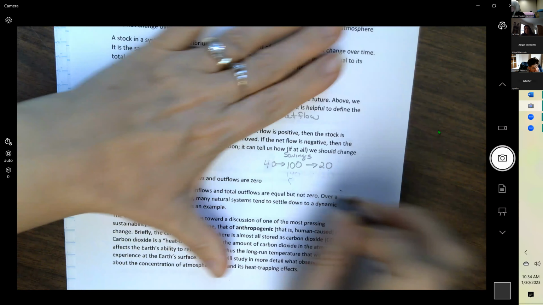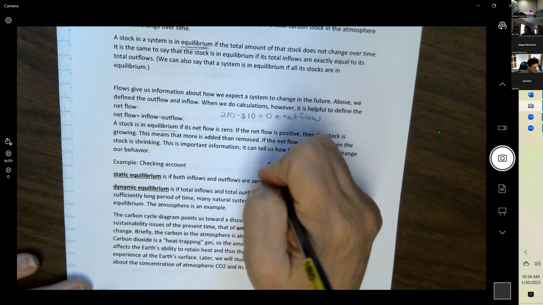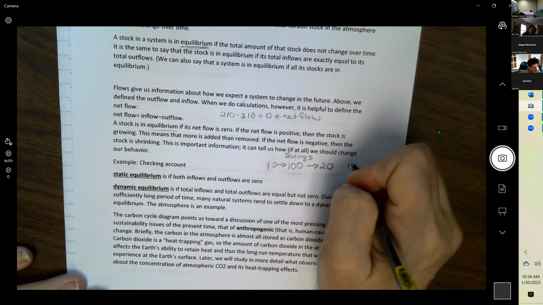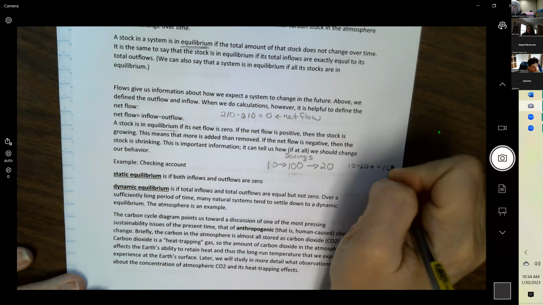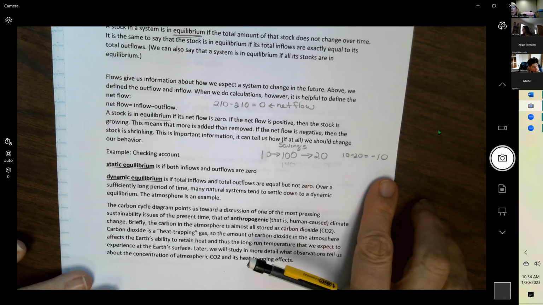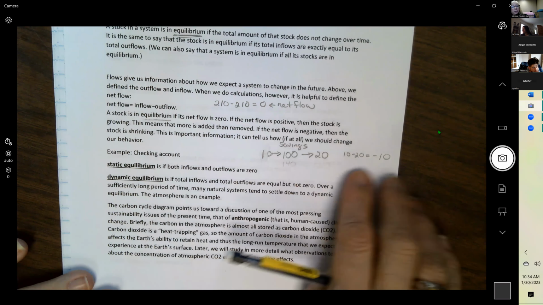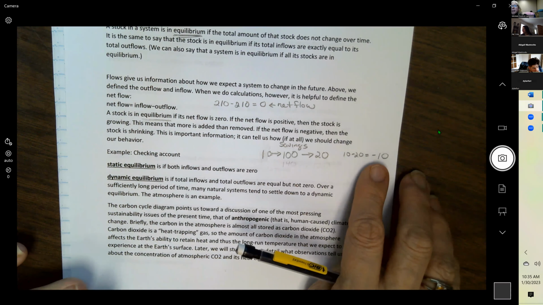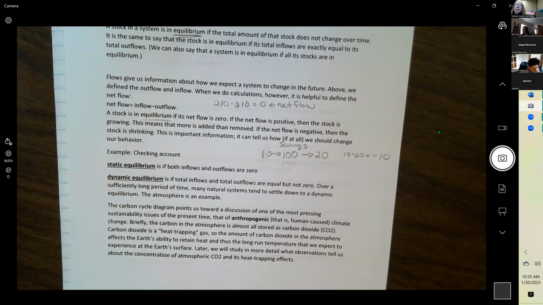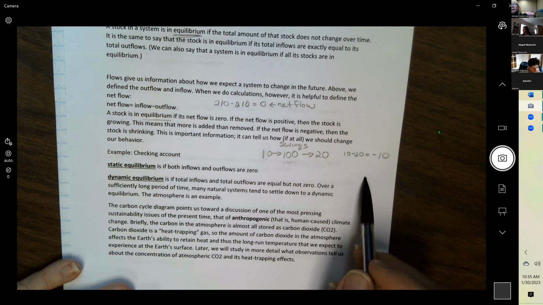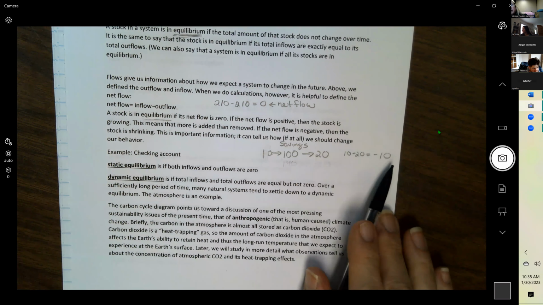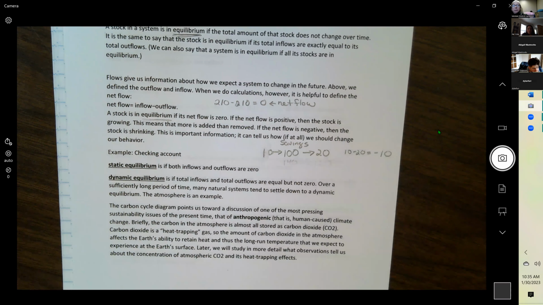If we go the other way, and this is less, 10 minus 20 is a negative 10. Your account is going to lose $10 every time. When you're talking about your account, that's not necessarily a good thing. But if you're talking about the trash or the carbon dioxide, and if there's less of it each time, then that's a good thing. So depending on what you're talking about, the negative could be a good thing. If we're talking about the trash we saw on the beach, if there's more going out than coming in, then we're cleaning it up.